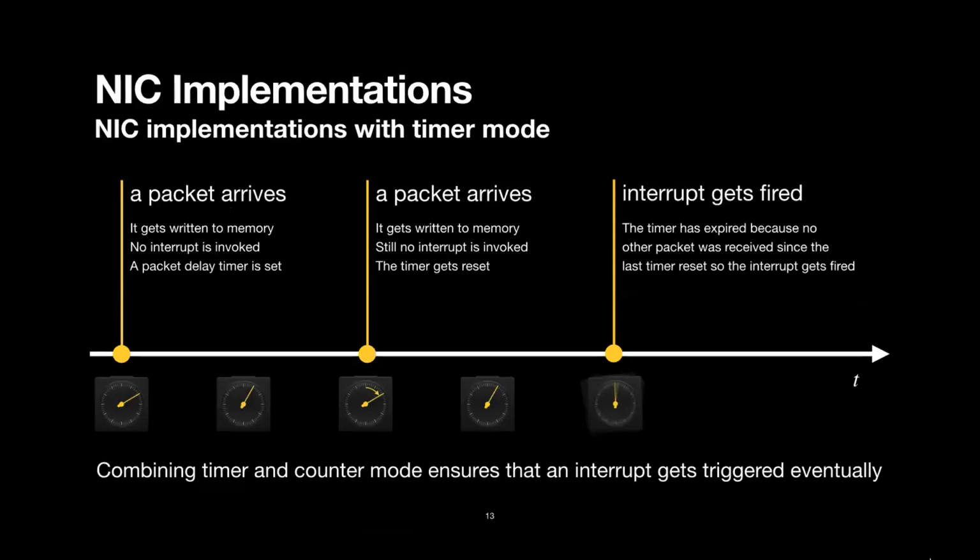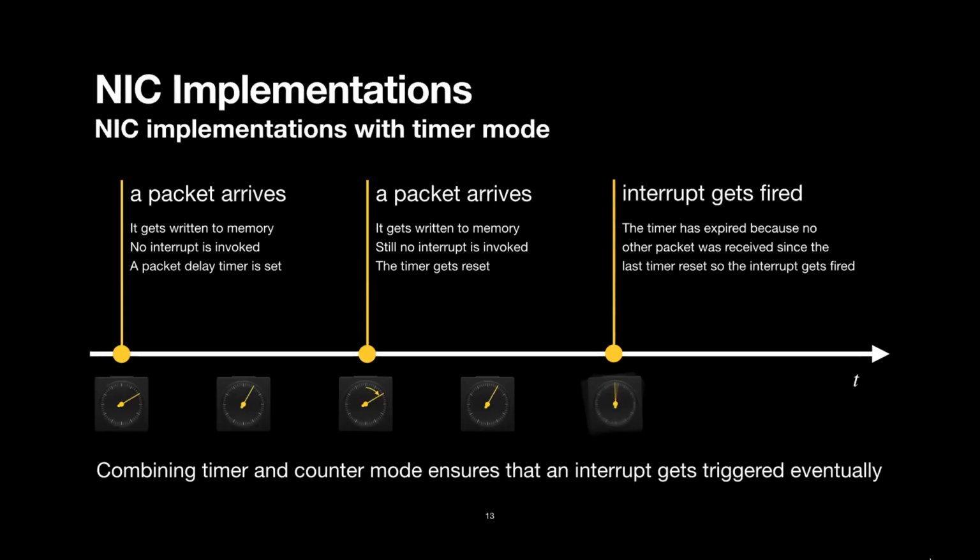The NIC implementations with the timer mode work differently. There, when a packet arrives, it gets written to memory and no interrupt is invoked. Instead, a packet delay timer is set and starts running. If another packet arrives before this packet delay timer has run out, then the new packet also gets written to memory, and there's still no interrupt being invoked. Instead, the timer gets reset and starts running again. When no further packet arrives until the packet delay timer has run out, then the interrupt gets fired. It's one interrupt for all of the packets that have arrived before.